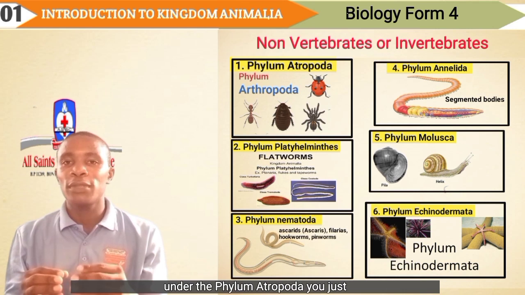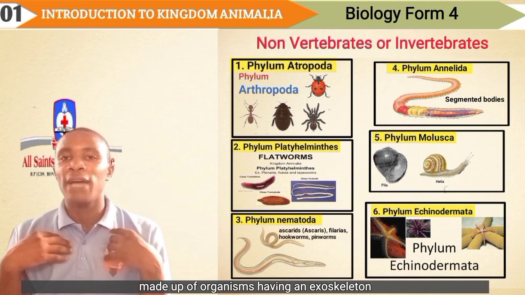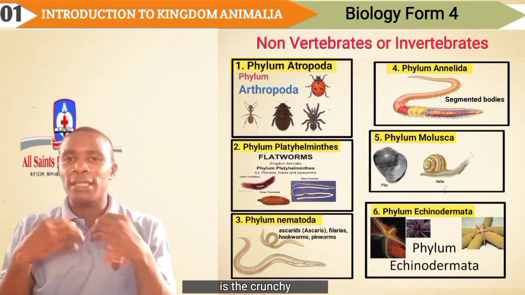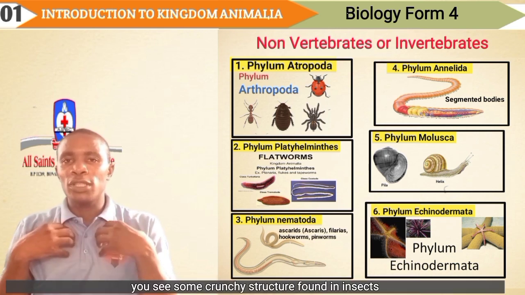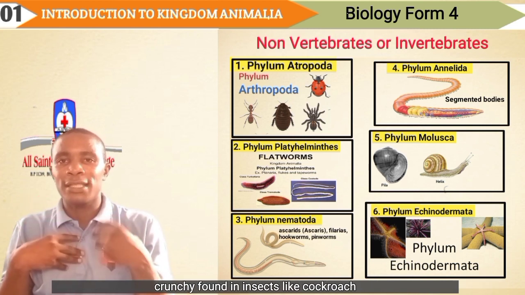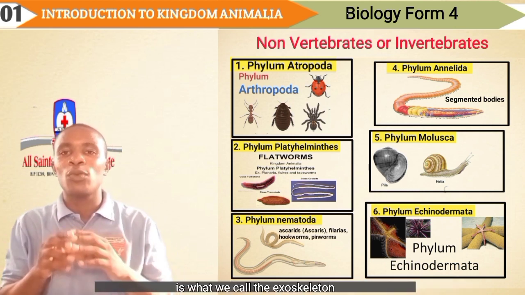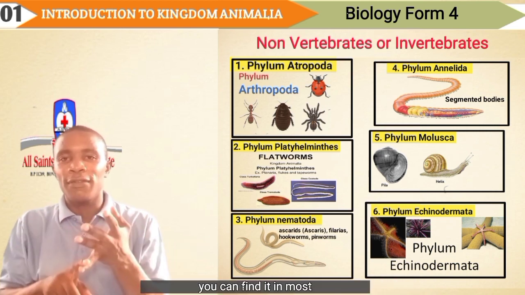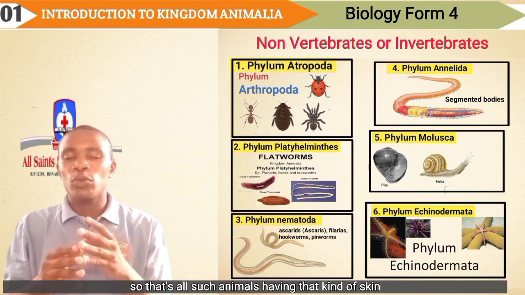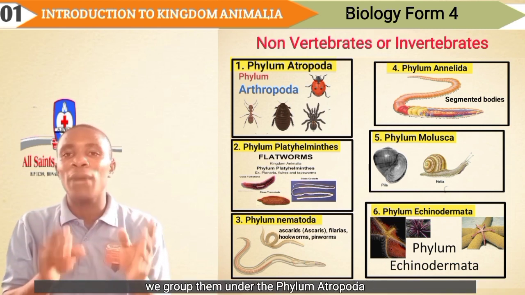Under the phylum Arthropoda, it's a phylum made up of organisms having an exoskeleton. An exoskeleton is the crunchy structure found in insects like cockroaches. That structure that covers their skin is what we call the exoskeleton. You can find it in most insects like cockroaches, ants, and so on. All such animals having that kind of skin, we group them under the phylum Arthropoda.